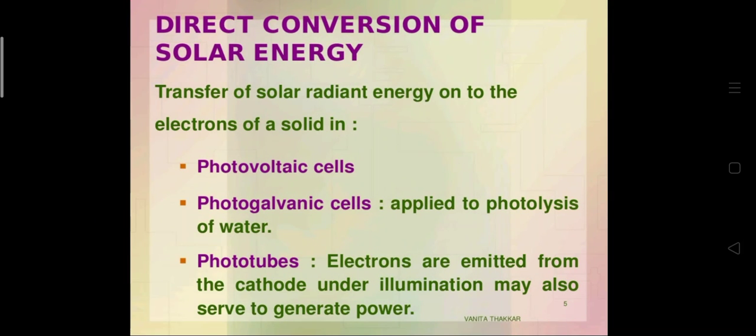Direct conversion of solar energy: transfer of solar radiant energy to the electrons of a solid in photovoltaic cells, photogalvanic cells applied to photolysis of water, and phototubes. Electrons emitted from the cathode under illumination may also serve to generate power.